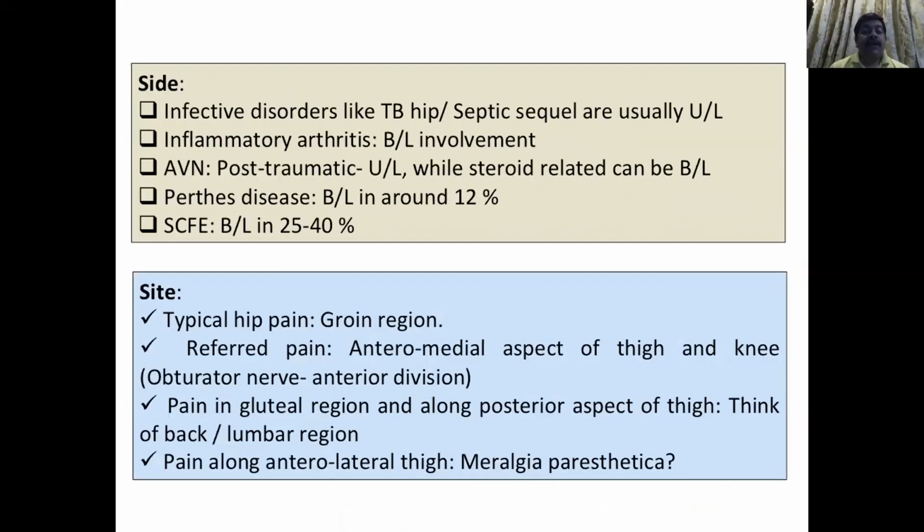Now, infective disorders like TB hip and septic sequelae are invariably unilateral, inflammatory could be bilateral, AVN if post-traumatic could be unilateral, and if it is steroid related, can be bilateral. So all these features are going to take you towards the diagnosis in a patient. Site is very important. Invariably it is the anteromedial groin plane which the hip produces. And be careful if it is a gluteal pain. Better check the spine and the back and be sure where the pain is coming from.